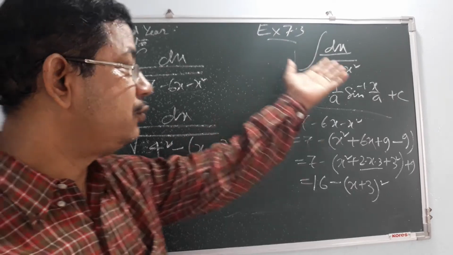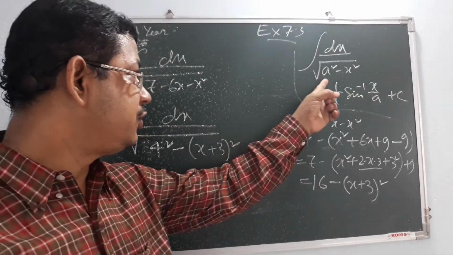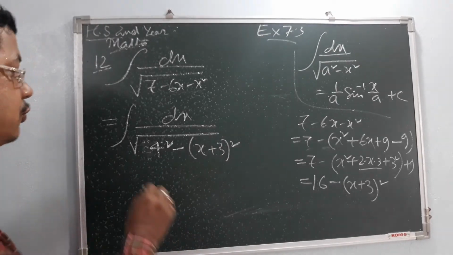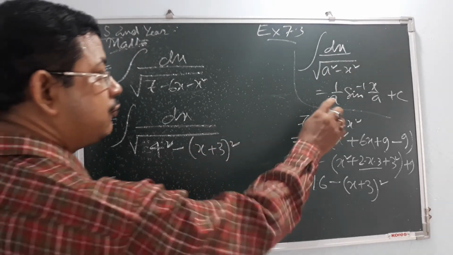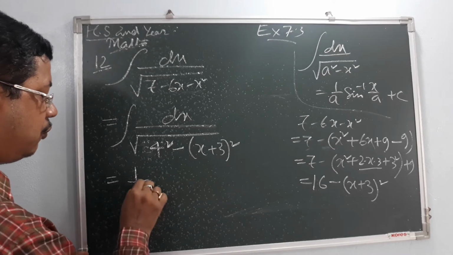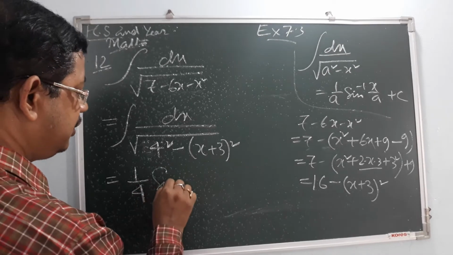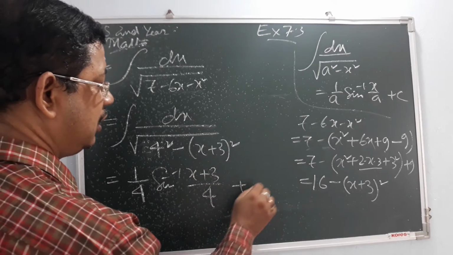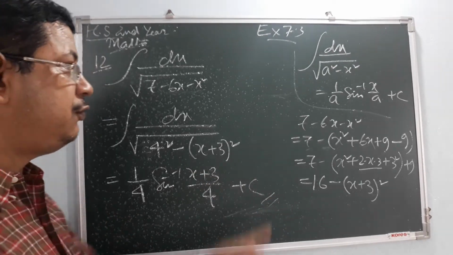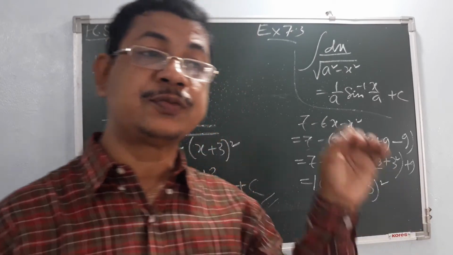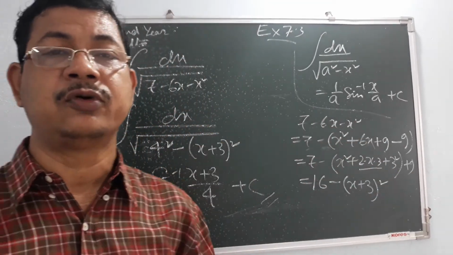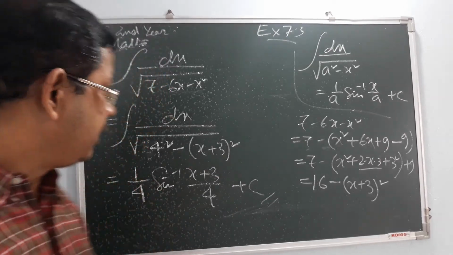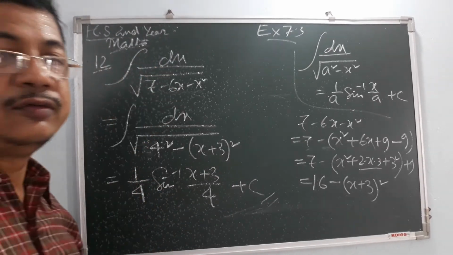This is similarity with that. Instead of a, 4 square, instead of x, x plus 3. So of course it will be of that formula, 1 by 4 sine inverse x plus 3 by 4 plus c. I want to remind you, if x is replaced by x plus or x minus some constant, values will remain same. I again want to repeat, this is integration of this one.